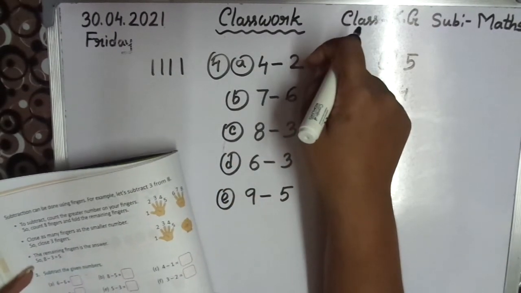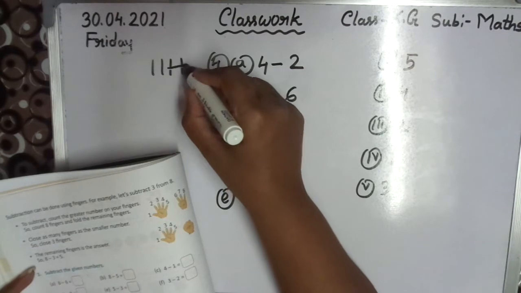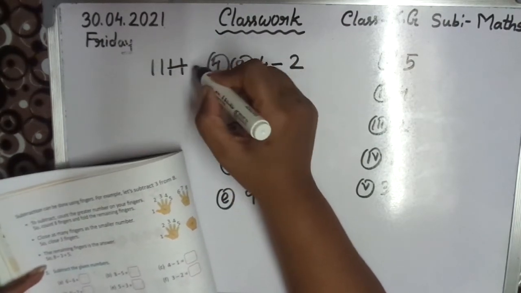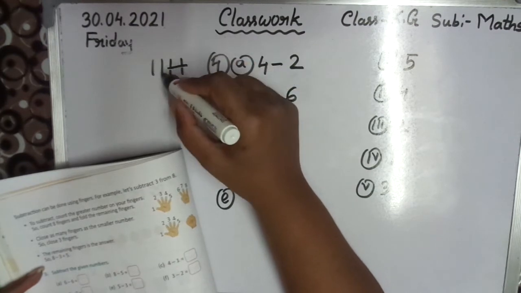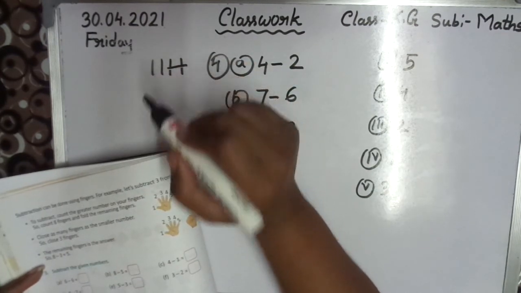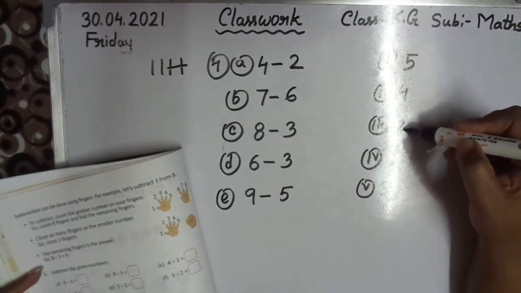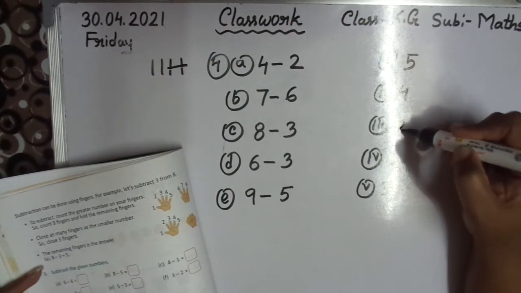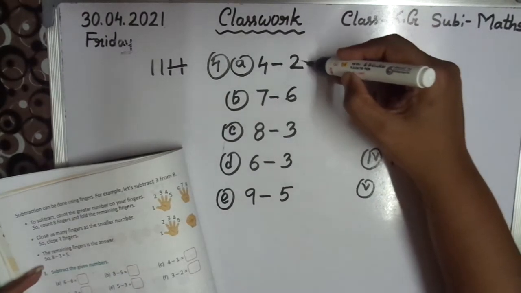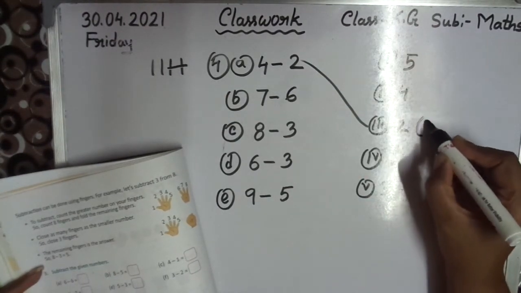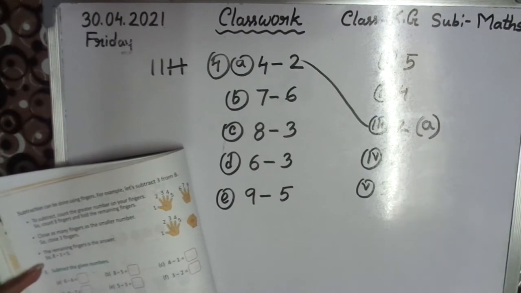So 2 is the small number. 1, 2. Minus. So left 1, 2. So where is the number 2? 3. The answer is 3, right. So you go to answer 3. And write here A.